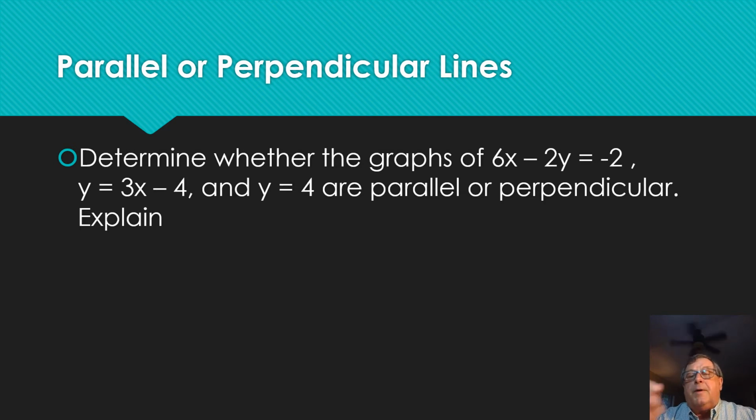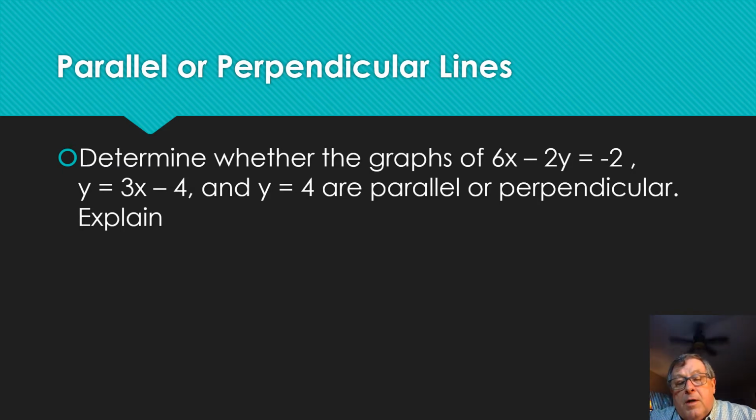Now we're given some equations of some lines, linear functions, and we're asked to determine whether they are parallel or perpendicular. So it says determine whether the graphs of 6x minus 2y equals negative 2. That's one line. That one's written in standard form. And the second one is y equals 3x minus 4. That's written in slope-intercept form. And y equals 4, third line, are parallel or perpendicular.